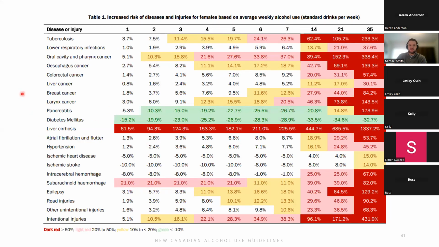Now, as you can see, because they reviewed all the literature, they did find some associated protective effects with pancreatitis and diabetes for people that drank. However, when they take all these together and you add them all up, overall, the risk of premature death is still higher at these levels. So while you might be less likely to get diabetes, you're going to be more likely to encounter all these other effects that could cause premature death.